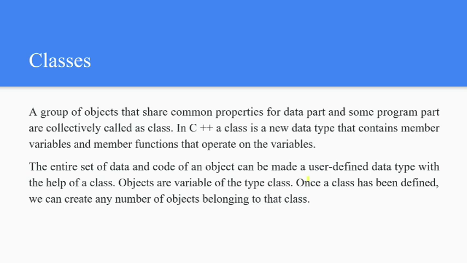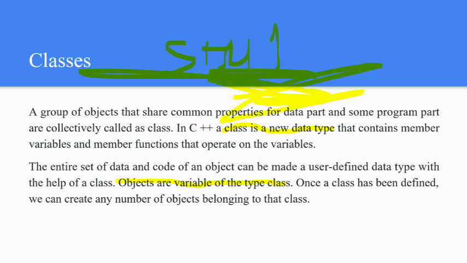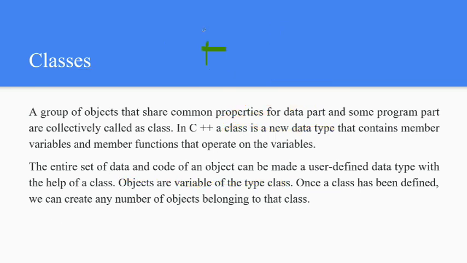Objects are variables of class type. The data type of an object is the class. Class is the new data type, and objects are variables of the class type. So basically, stu1, which is student1, is a variable of the data type student, which is a class. Once a class has been defined, we can create any number of objects belonging to that class. That makes sense, I guess.